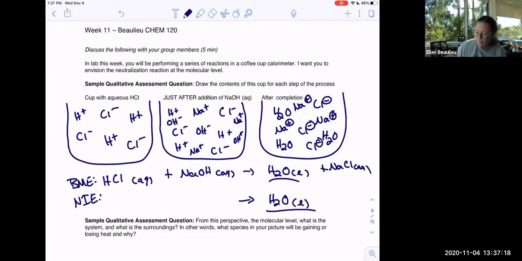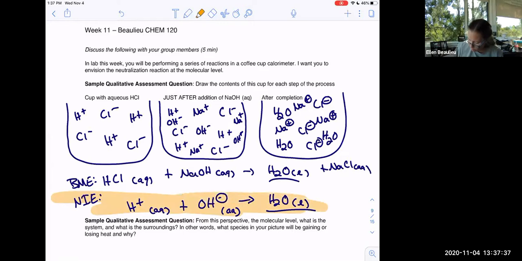My NIE is going to produce some of that water. Well, what ions produce the water? H+ ions and OH minus ions. So there's my NIE. This is your system. This right here. This is the system. Everything else is the surroundings. Those spectator ions are not reacting. This is the system. This is what's changing.